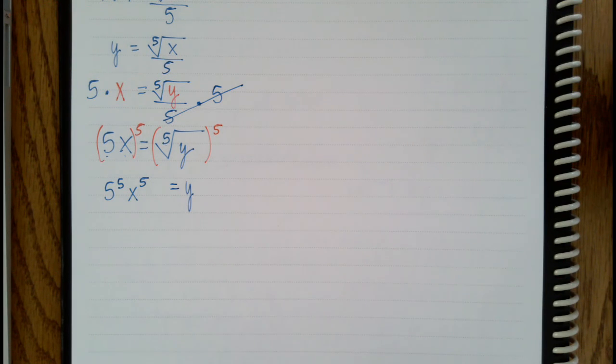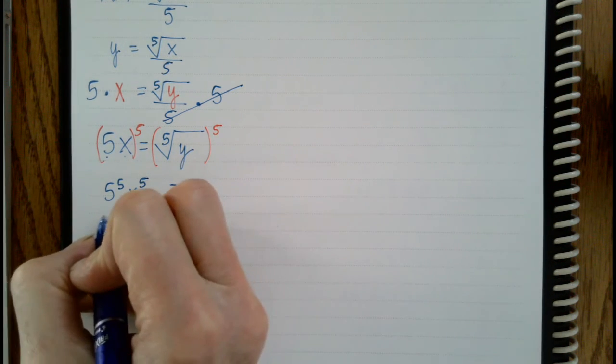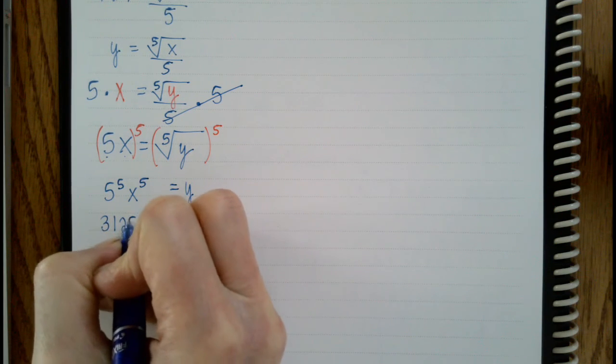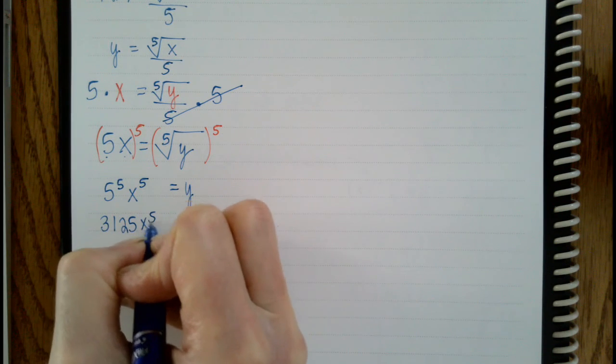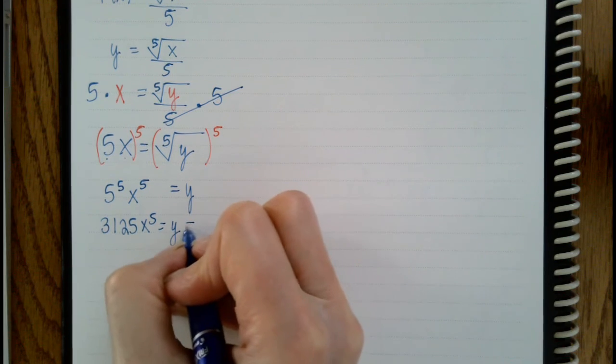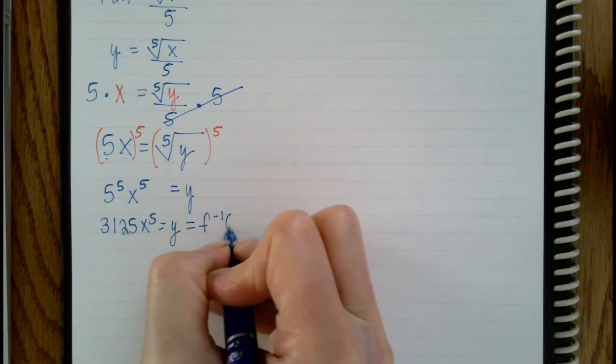I've already typed in 5 to the fifth power in my calculator. Use Desmos if you need to. But when we do, it is 3,125 x to the fifth equals y, which is really our inverse.